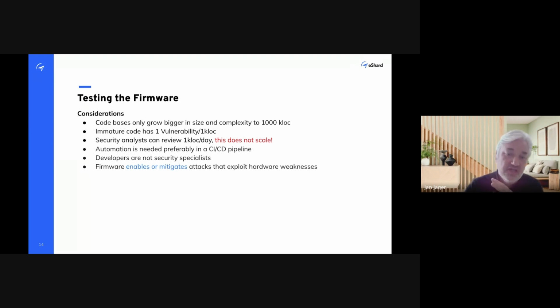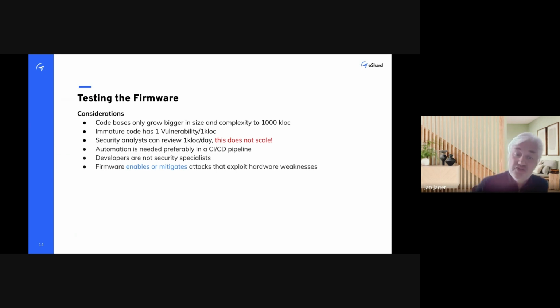That's checking the complete code base. So the conclusion from that consideration is that automation and good tooling is needed, preferably in a CI/CD pipeline. So if you're developing firmware, you want to do automated checks every time you commit a new piece of code, and maybe you want to perform some previous tests that you have done already and see if the new code did not introduce new vulnerabilities.